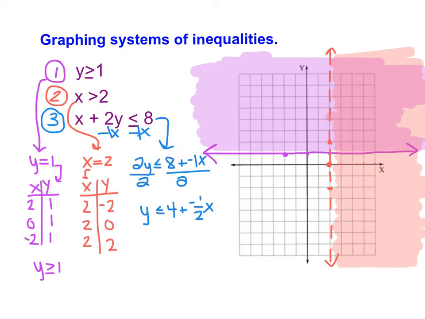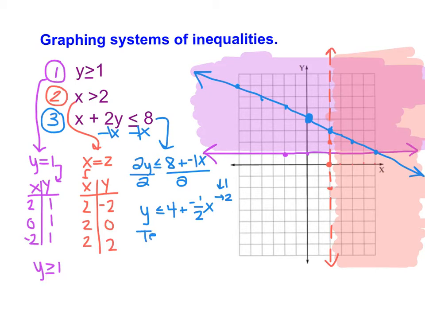So now I go over to my coordinate plane with a y-intercept of 1, 2, 3, 4. And then my slope is going to go down 1, right 2. So I go down 1, right 2, down 1, right 2, down 1, right 2, and then I can continue that same pattern backwards. Now from here, because I have the equal sign underneath, we're going to draw a solid line.